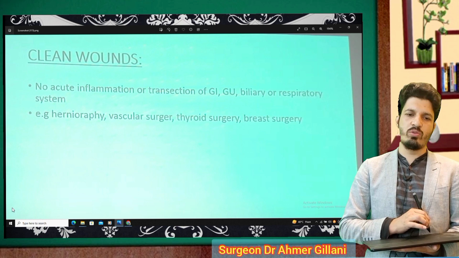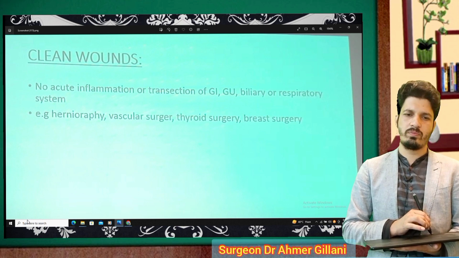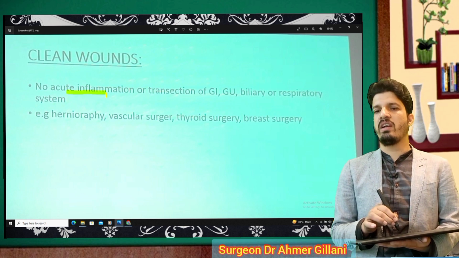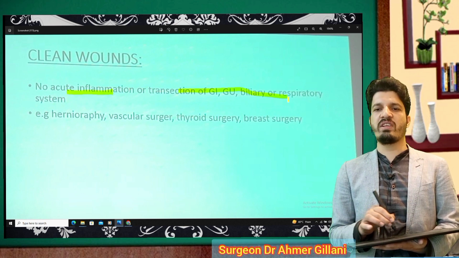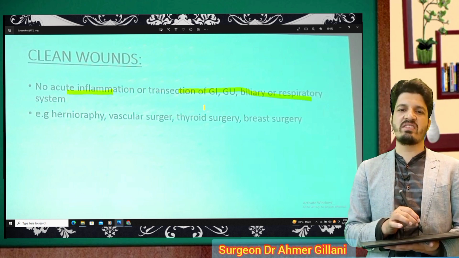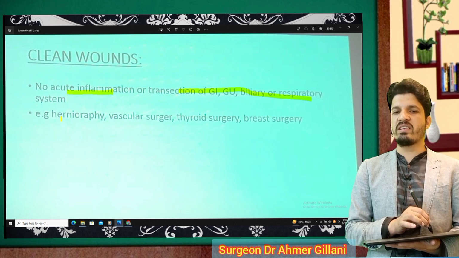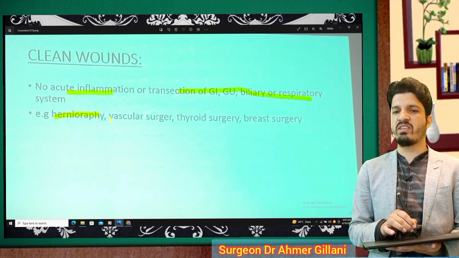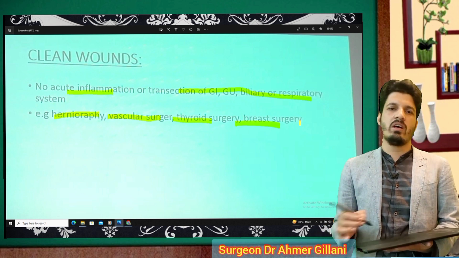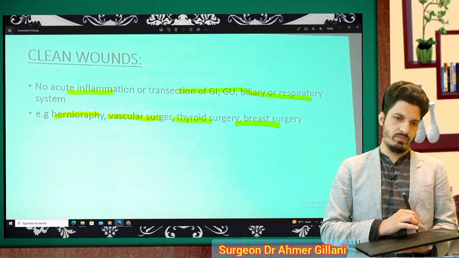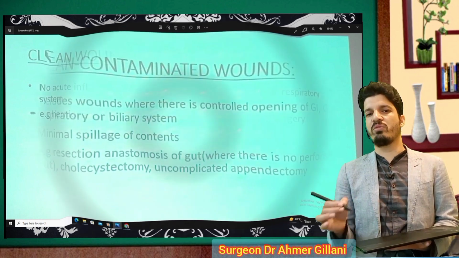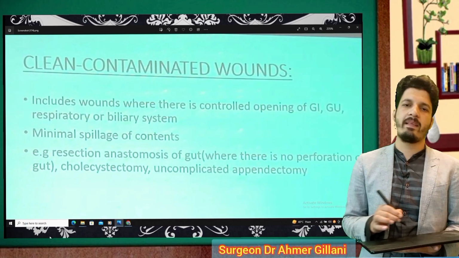So first is the clean wound, in which no acute inflammation is there and no viscus has been perforated. There is no transection of the GI, GU, biliary or respiratory system, for example in case of herniorrhaphy, vascular surgery, thyroid surgery, breast surgery. These are all surgeries which are considered clean wounds. So I will tell you that there is no need to use any antibiotic. You cannot even use the prophylactic antibiotic in these cases.